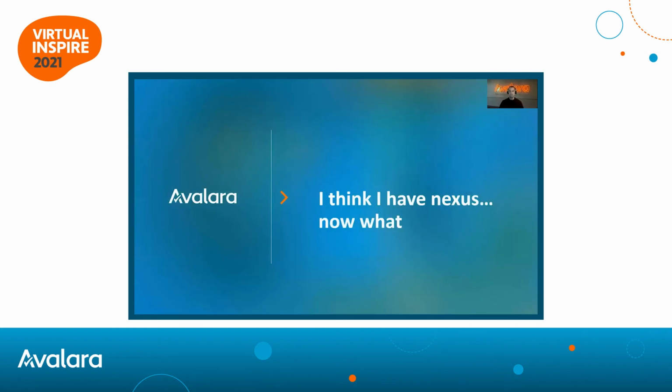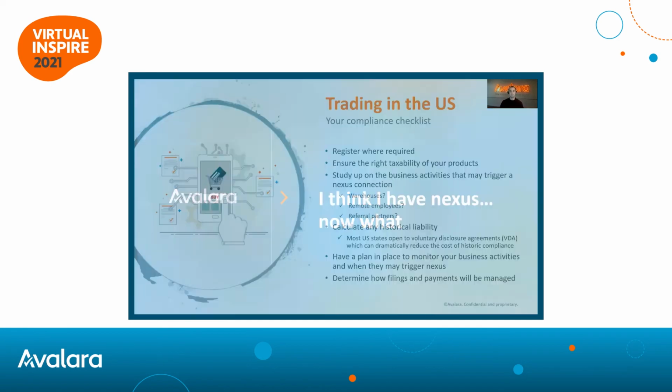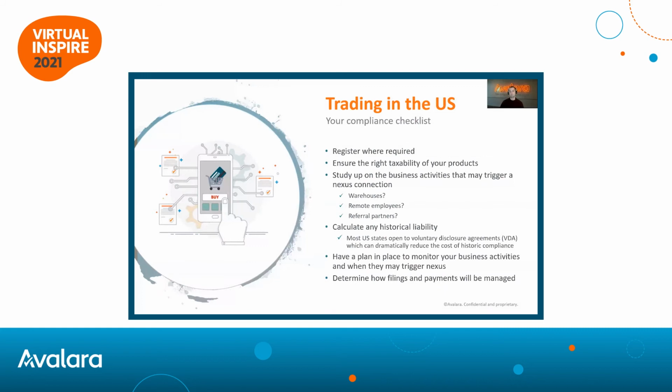So you've got Nexus. You know that there's problems with tax rates. Now what do you have to do? Okay, so we put together this checklist, right? And this is a pretty high-level checklist. This is something you're always going to want to chat with a tax advisor about, just to make sure you don't leave any stone unturned.